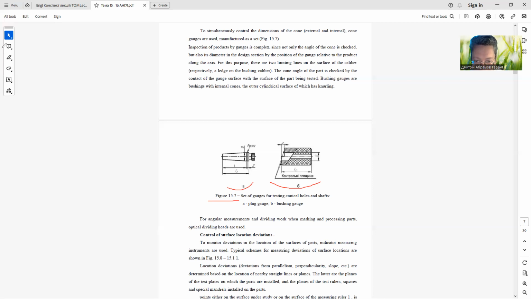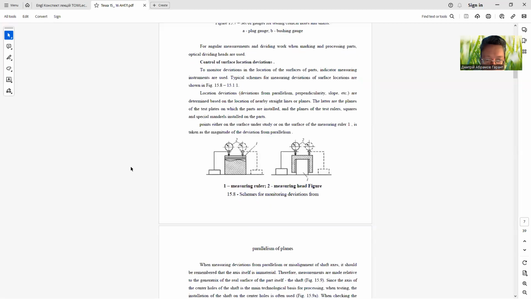Control of surface location deviations. To monitor deviations in the location of the surfaces of parts, indicator measuring instruments are used. Typical schemes for measuring deviations of surface locations are shown in figures 15.8 to 15.11. First, figure 15.8, schemes for monitoring deviations from parallelism of planes.